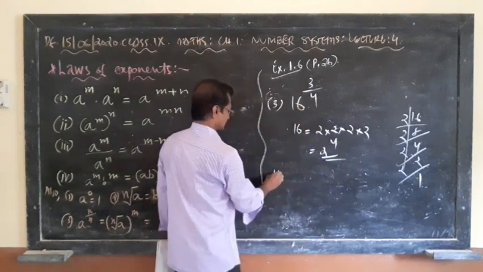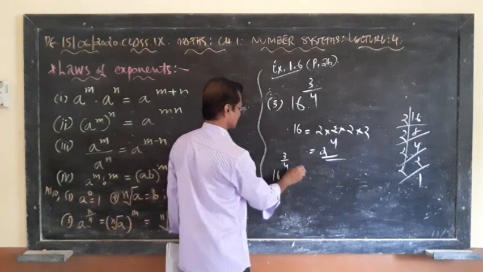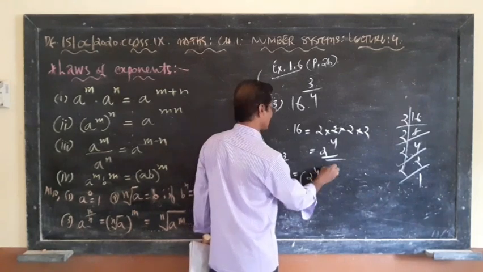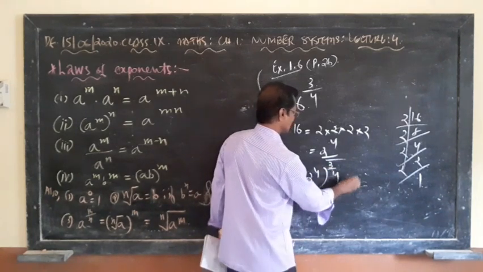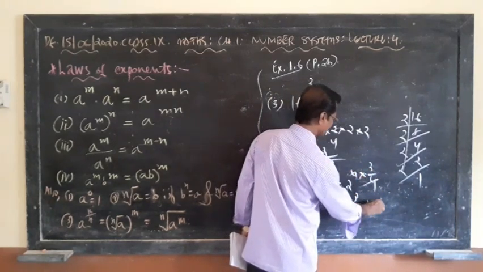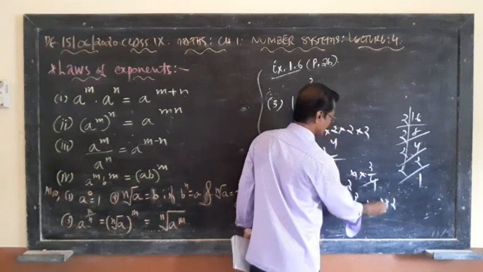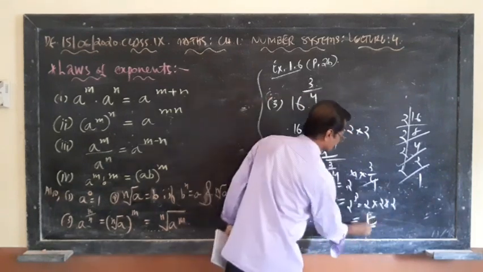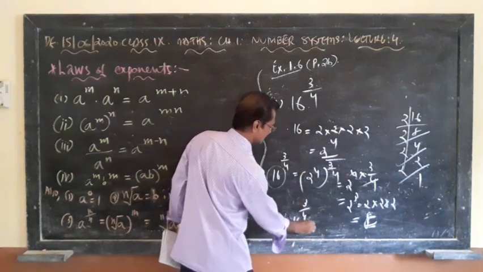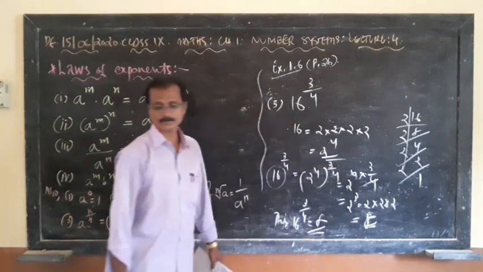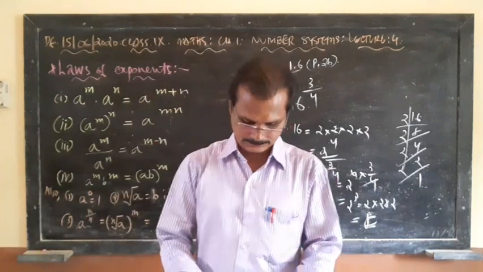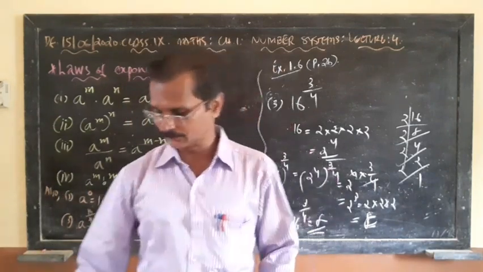Okay. Now 16 raised to 3 by 4 equal to, you write instead of 16, 2 raised to 4. 2 raised to 4 the whole raised to 3 by 4 equal to 2 raised to 4 into 3 by 4. 4 cancel. 2 raised to 3, that is 2 into 2 into 2, that is 2, 4, 8. So thus your final answer 16 raised to 3 by 4 equal to 8. Okay, clear?